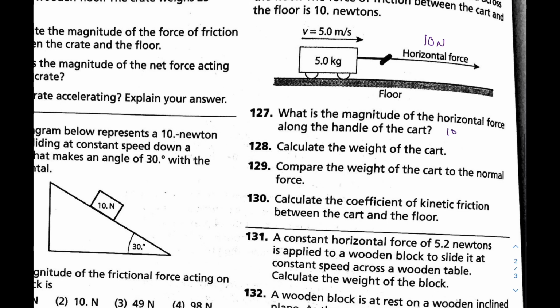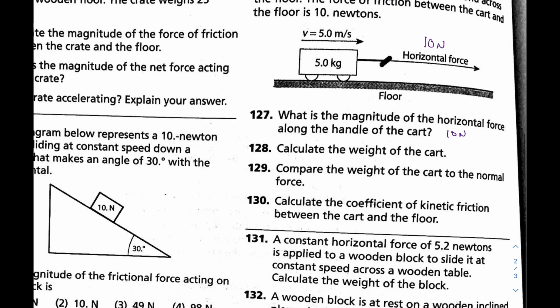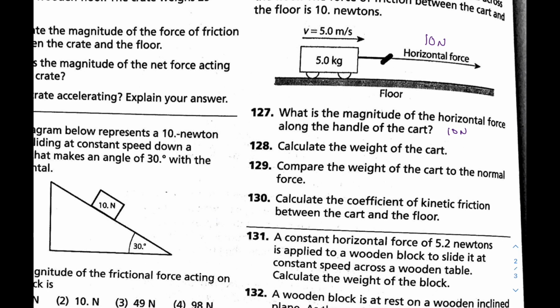So this answer is 10 newtons. Then they say calculate the weight of the cart. So the weight of the cart is going to be Fg is equal to mg. So that is multiplying it by 9.8, so 49 newtons. Just like we've seen in a couple of these, it says what is the normal force, right? Compare the weight to the normal force. In this case, they're the same, right? Because there are no other forces in the y direction, so that's good. All right.